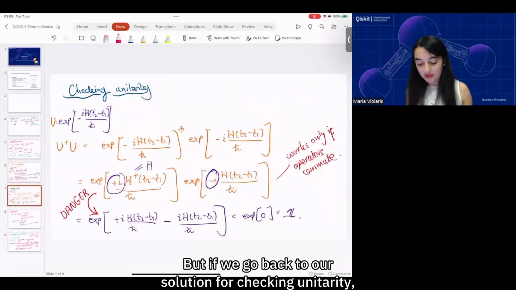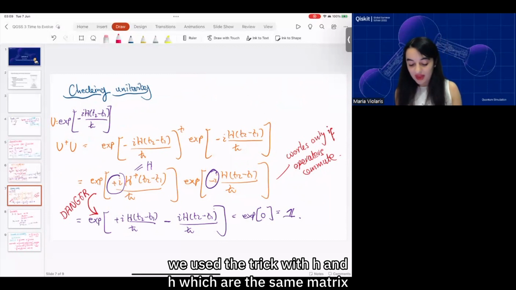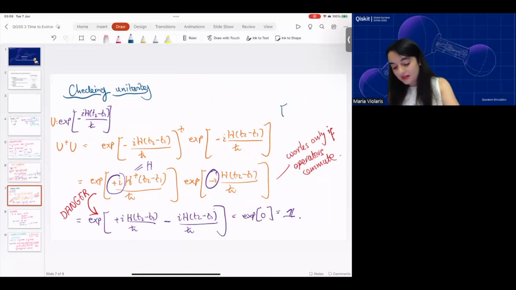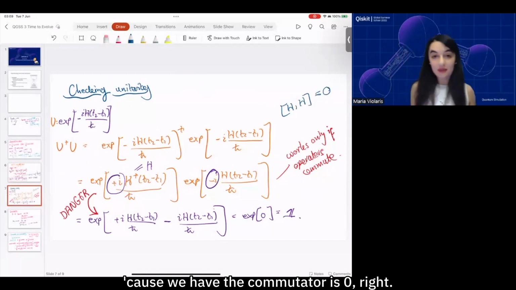But if we go back to our solution for checking unitarity, we used the trick with H and H, which are the same matrix, so they clearly commute, because the commutator is 0.